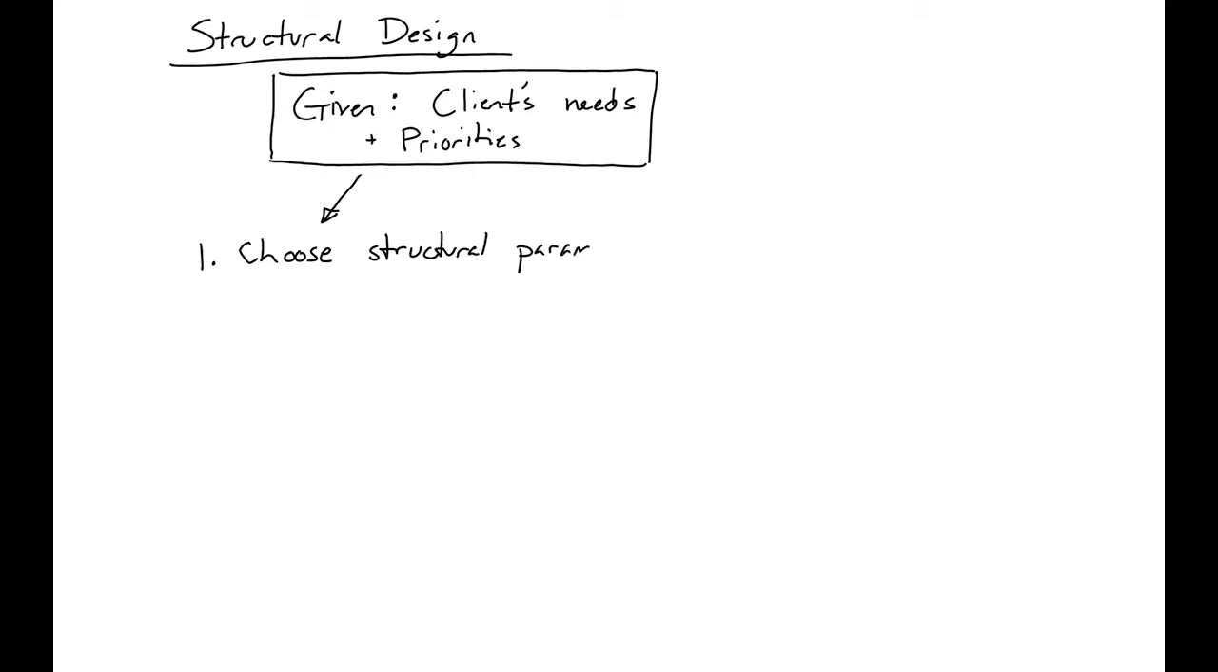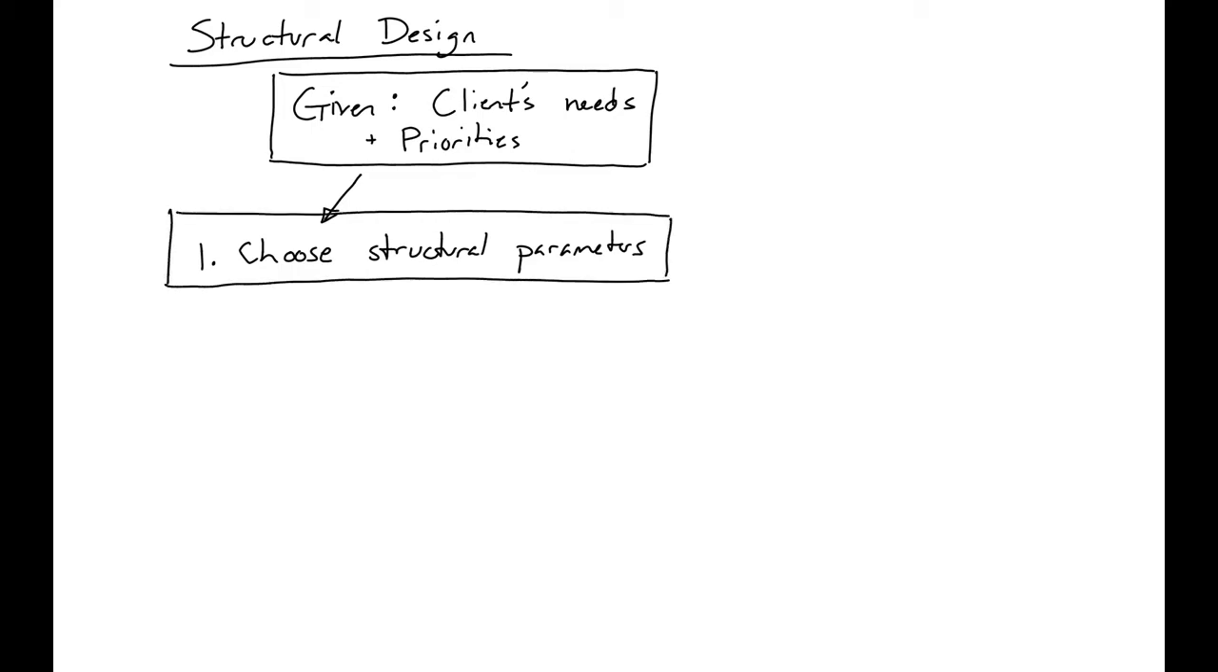These parameters include dimensions, reinforcement types, and location, and other things that will define our cross-section, whether we're looking at beams or columns. With our structural parameters, then, we can analyze our structure.